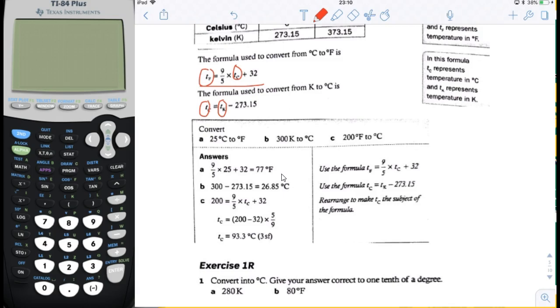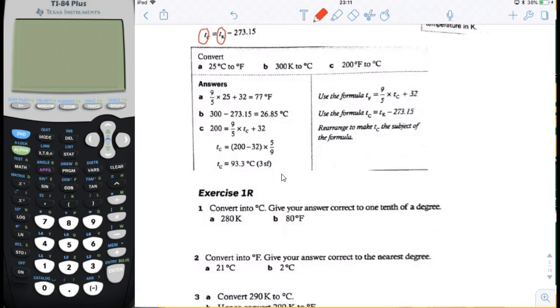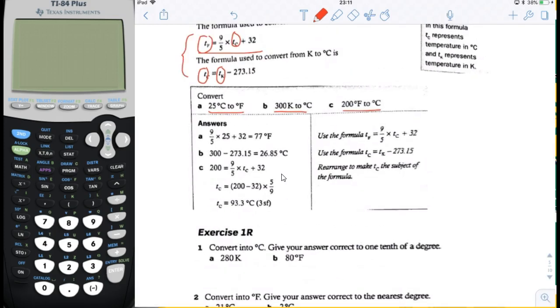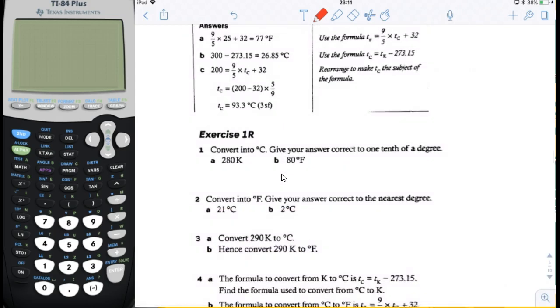Okay, so here's an example: converting from 25 Celsius to Fahrenheit, converting from 300 Kelvin to Celsius, and converting 200 Fahrenheit to Celsius, and you're going to use these two formulas to do each one. Okay, so let's go to the exercises. First thing we're going to do is take 280 Kelvin and convert it into Celsius. Give your answer correct to 1/10 of a degree.